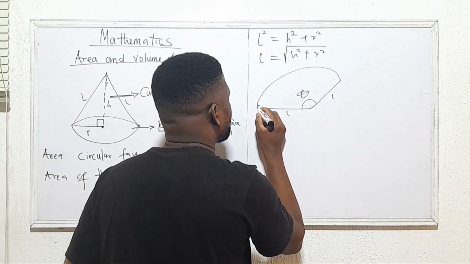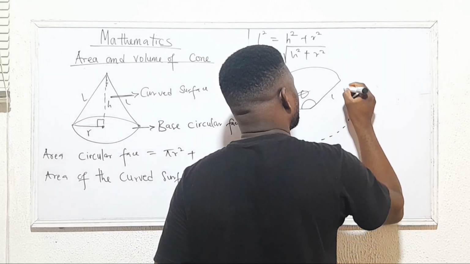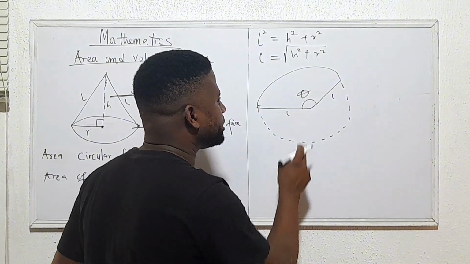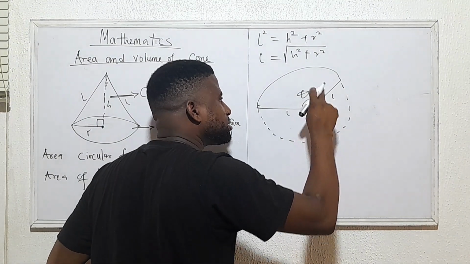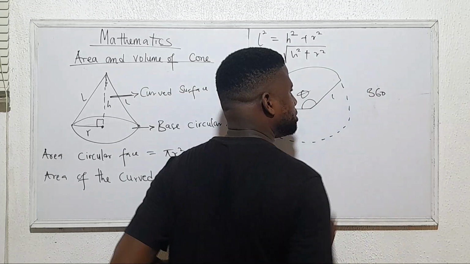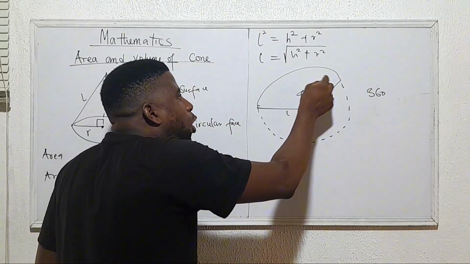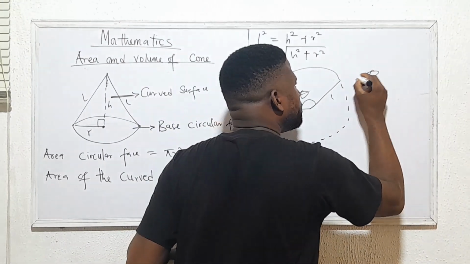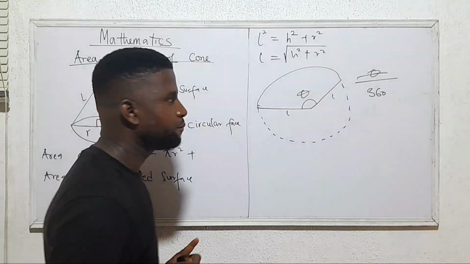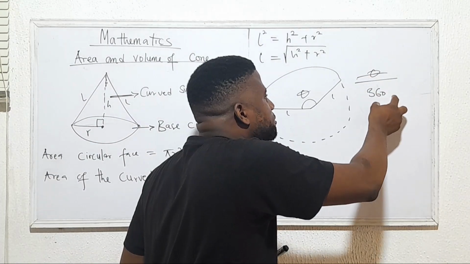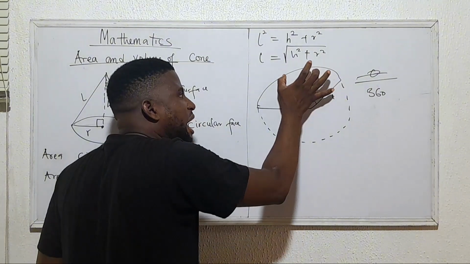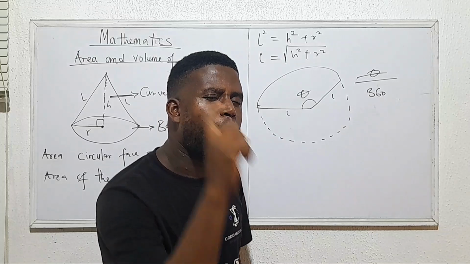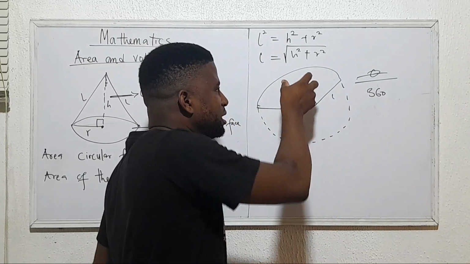It means, now, if we have the full circle shaped out, we know that the total angle in a circle is 360, right? Now, the portion of this arc out of the full circle will be theta over 360. Now, if theta over 360 is the portion of the arc out of the full circle, now we can find the curved surface area of this arc.